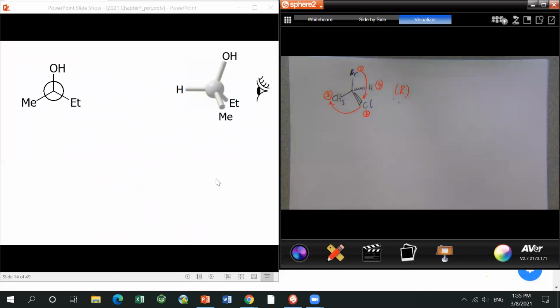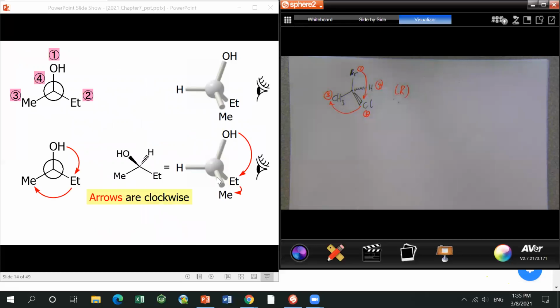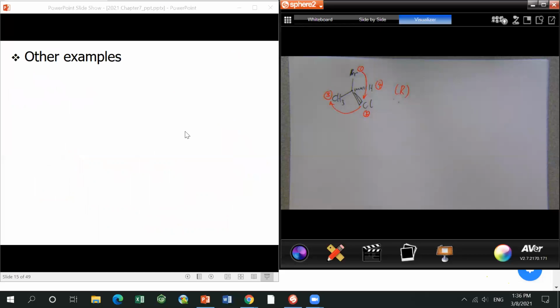Here we just use a Newman projection, which is easier to see. 1 to 2 and 2 to 3, and here it goes clockwise. That means this molecule is also R, and the full name is (R)-2-butanol. So similar to E/Z assignment, put the stereochemistry assignment in parentheses and link it with a hyphen to the full name. Right, some other examples.